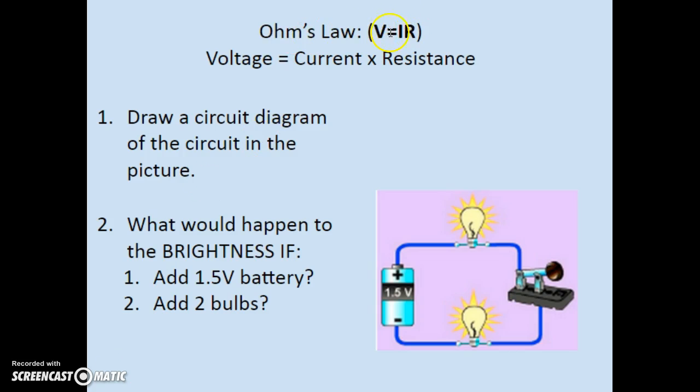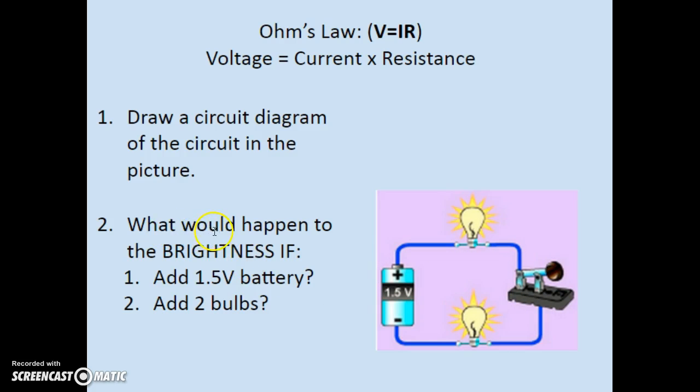So Ohm's law is going to be our go-to: voltage equals current times resistance. And you'll find that current and resistance have an inverse relationship. If we draw a circuit diagram of the circuit in the picture, you'll see you have a 1.5 volt battery. The total voltage is 1.5 volts. I have my cathode, I have my anode, I have a bulb on the top of the circuit, a bulb at the bottom, and a closed switch. Therefore, current is flowing. Current flows from cathode to anode.